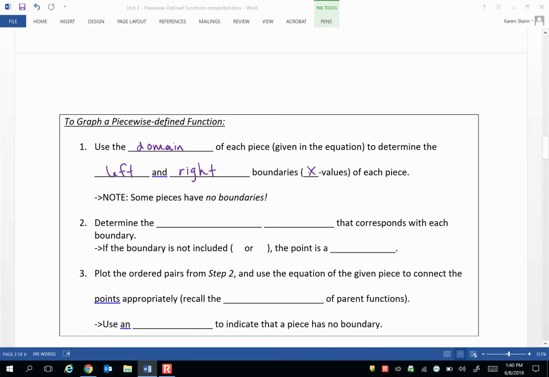of each piece. So sometimes there are no boundaries. So when we have a strictly less than or a strictly greater than, that is unbounded regions.